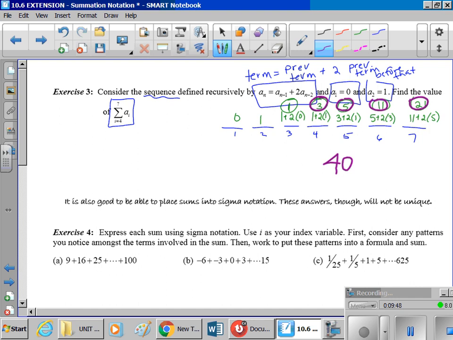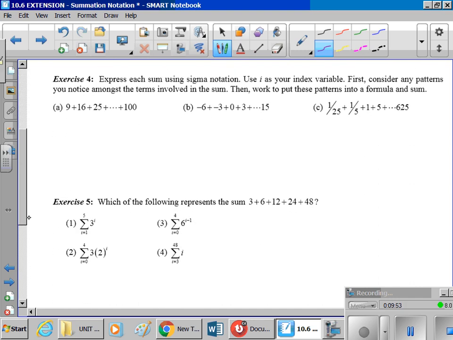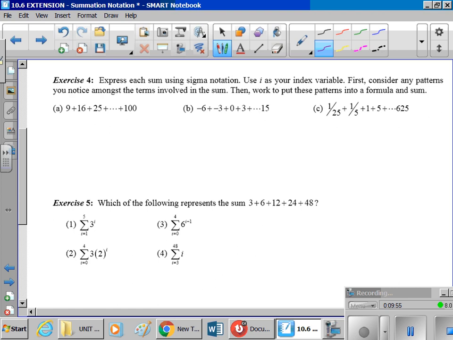Okay, so now we're going to kind of work backwards with exercise 4. Now I'm giving you the series, and I want you to try to figure it out in sigma notation. And sometimes this can be a little tricky. So the first one isn't too bad. We're looking at 9, 16, 25, perfect squares. So this isn't too bad.